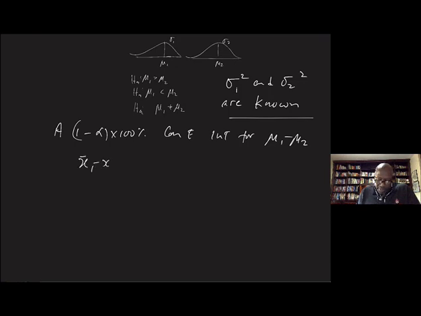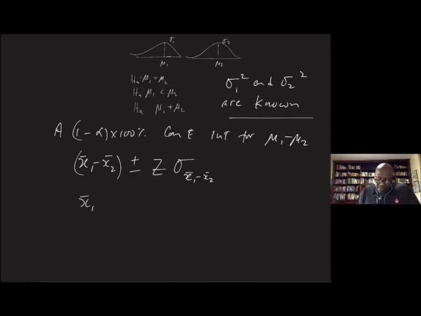X bar 1 minus x bar 2 would be the point estimate of mu1 minus mu2. The two things are consistent, right? And then plus or minus a margin of error. And that margin of error should have a critical value. Because we know the population standard deviations, we would use Z, the normal distribution. In other words, the sampling distribution of x bar 1 minus x bar 2 would be a normal distribution. So we will use Z, and the standard error would be this, sigma x bar 1 minus x bar 2. But we could replace sigma x bar 1 minus x bar 2 with this formula.